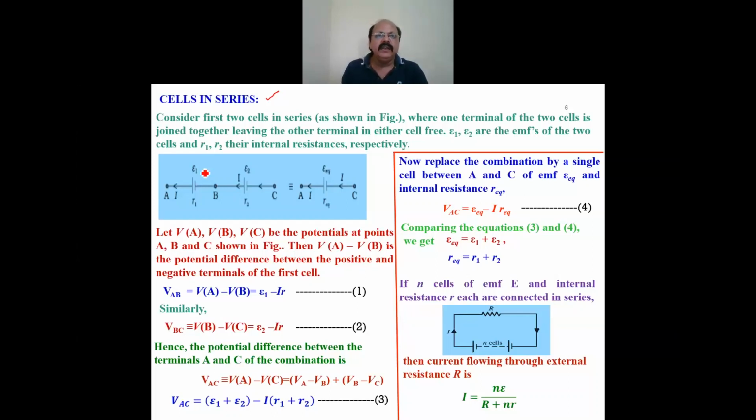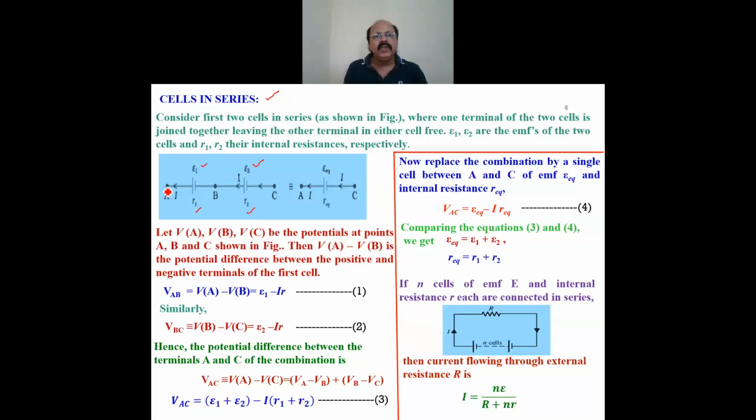You can see here we have taken two cells in series, where one terminal of the two cells is joined together, leaving the other terminal in either cell free. You see here, these are the two cells of EMF E1 and E2. Their internal resistances are represented by r1 and r2. So the first cell's negative terminal is connected to the positive terminal of the second cell. So this combination is called cells connected in series.